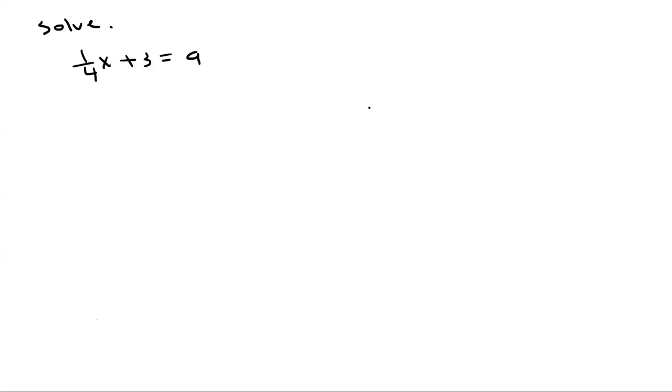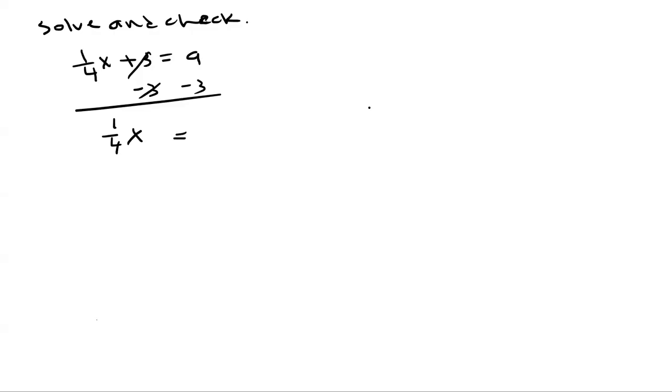All right, so here we want to solve this, right? Well, they want us to solve and check. Okay. All right, so we want to get x by itself, so we do the opposite operation. So we have plus 3 here, so we're going to subtract 3 on both sides, right? So we get 1/4 x. This is going to give us 0, right? And then 9 minus 3 will give us 6.